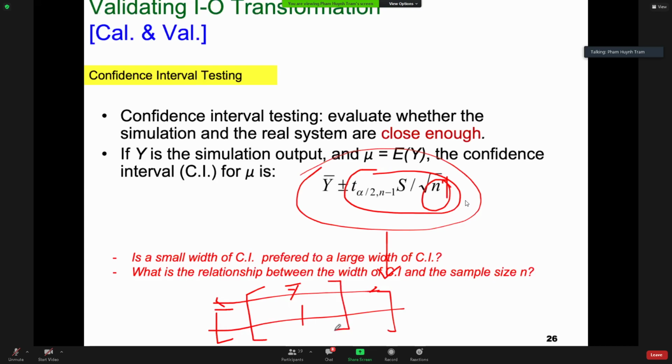Now, what would you prefer? Do you prefer a small width of confidence interval, or a large width of confidence interval? Which one would we like to have? Like I say, 95% that the waiting time is from 4 minutes to 5 minutes, or would you prefer 95% that the waiting time ranges from 1 minute to 10 minutes. Right. So the first one, 95%, the confidence interval of the waiting time is 4 minutes to 5 minutes. That is a very small confidence interval. The width is very small.